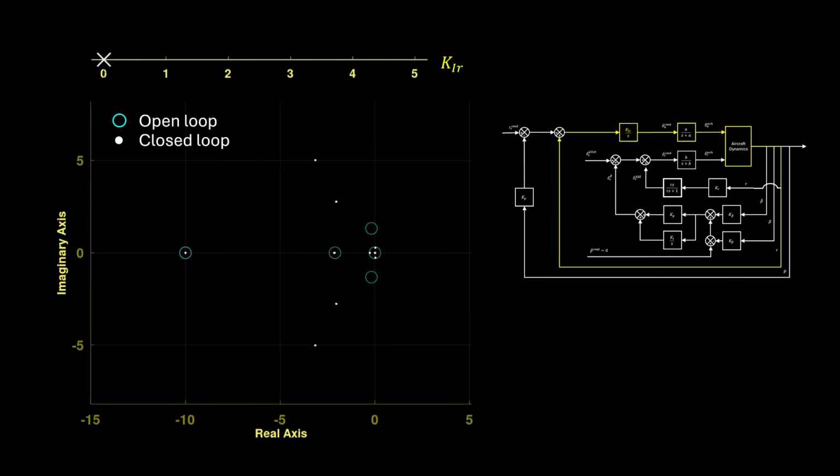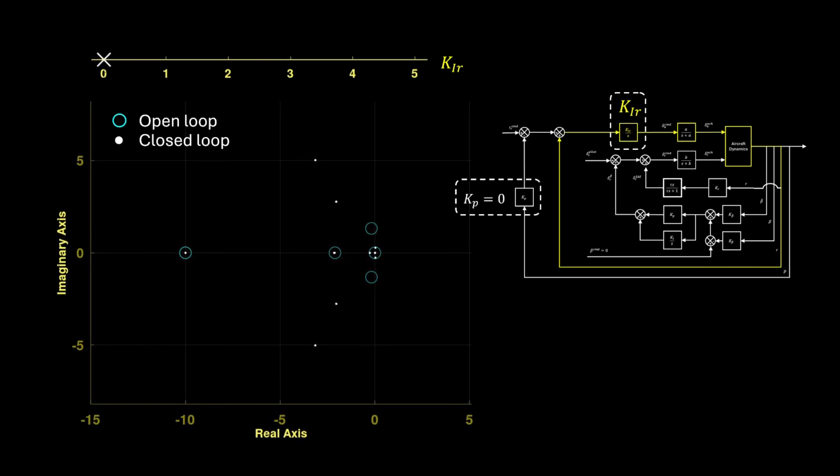So the first root locus will investigate the yaw rate feedback loop without the roll regulation active. That is, we set Kp equal to 0 in the outermost loop. This leaves only the single integrator gain Kr that is free to vary.